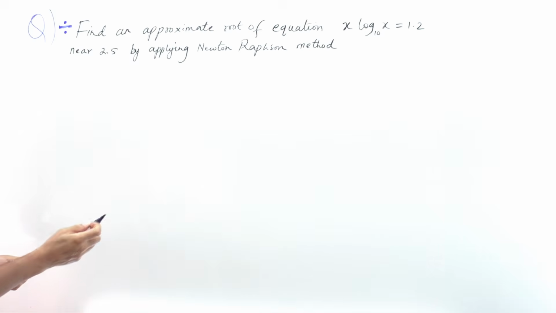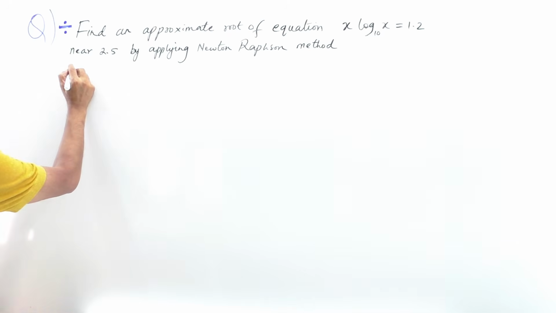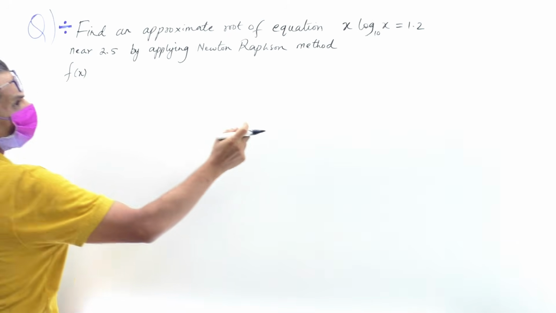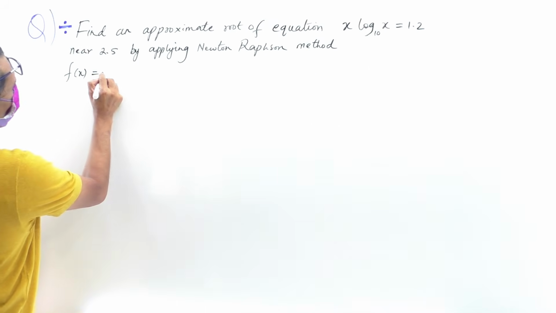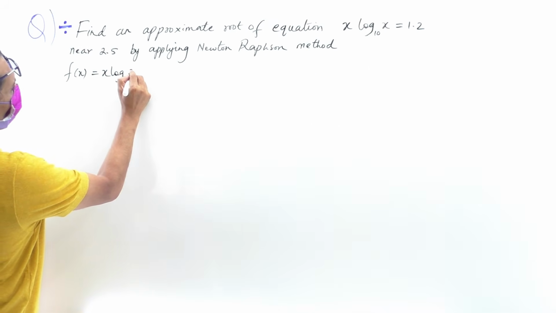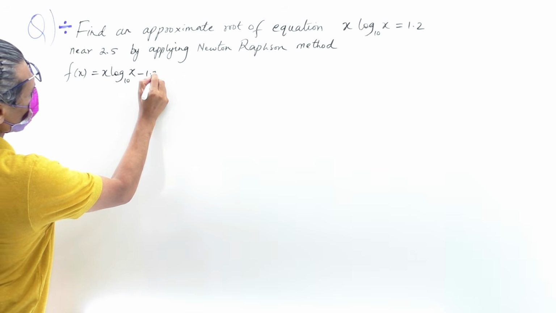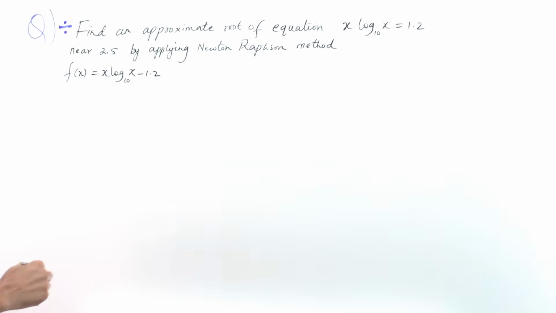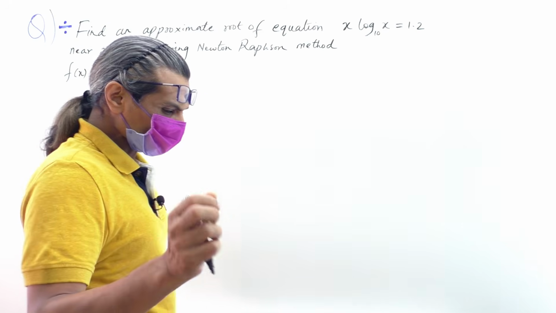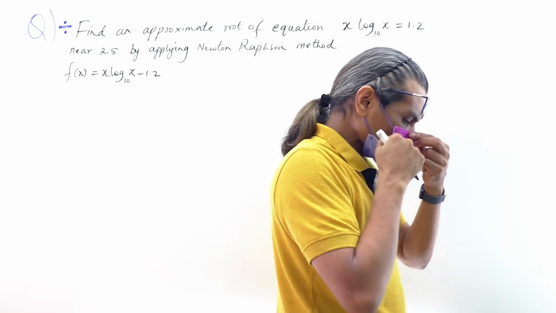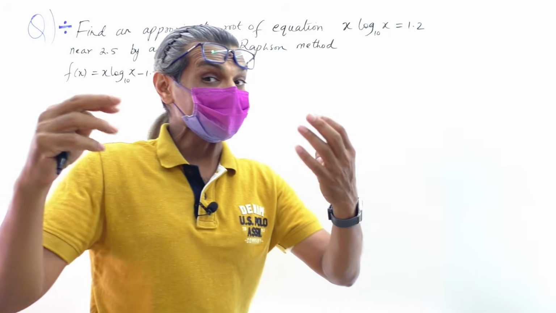First, in the Newton-Raphson method, we write the function: f of x is equal to x log x to the base 10 is equal to 1.2. So we take it as f(x) = x log x to the base 10 minus 1.2. The next step is we need to differentiate this. But remember, here is the tricky part where many students fail. We cannot directly differentiate this.